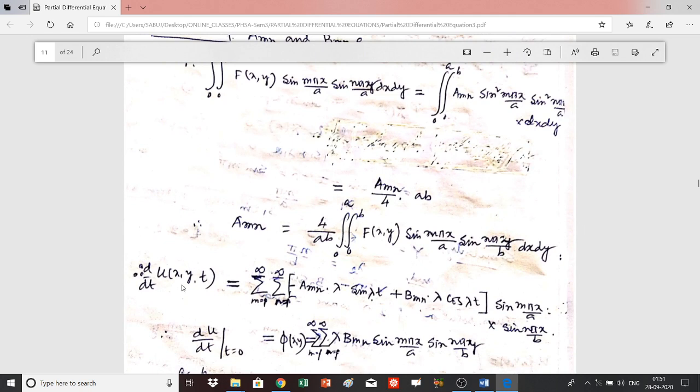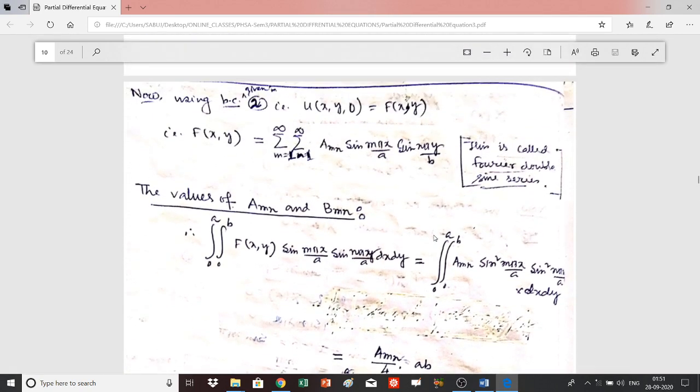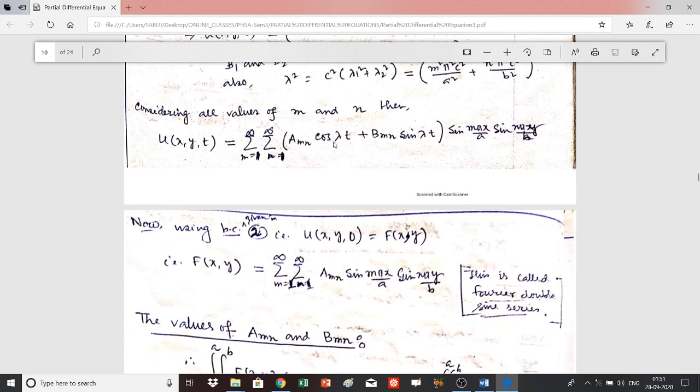And another condition is that you find out the value of du/dt. So this is done here. Here is the constant term A_mn, and this is the limit. Then this will give you the term, from where you have to use this relation. A_mn will be there, then this will give minus sin lambda t, then lambda, and from here plus B_mn, this will be cos lambda t, then lambda.